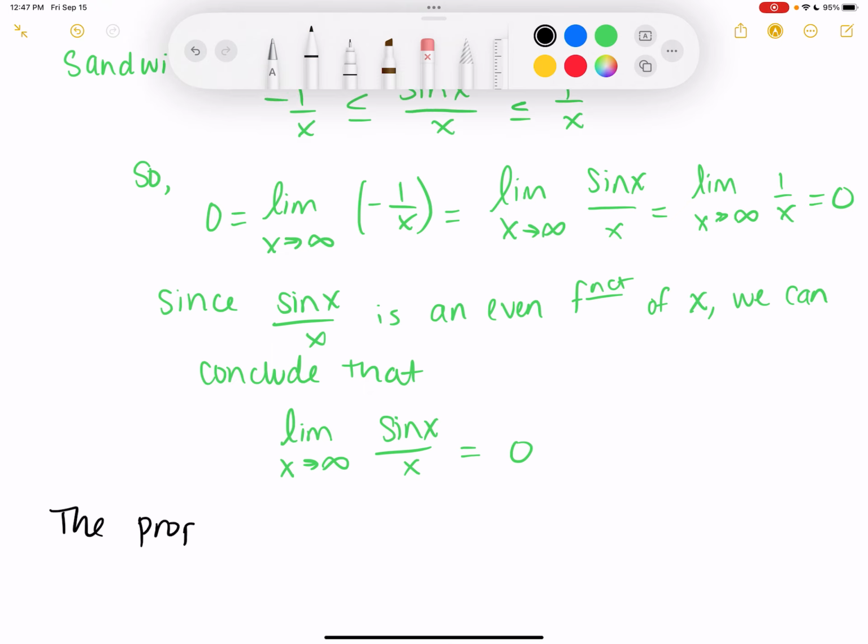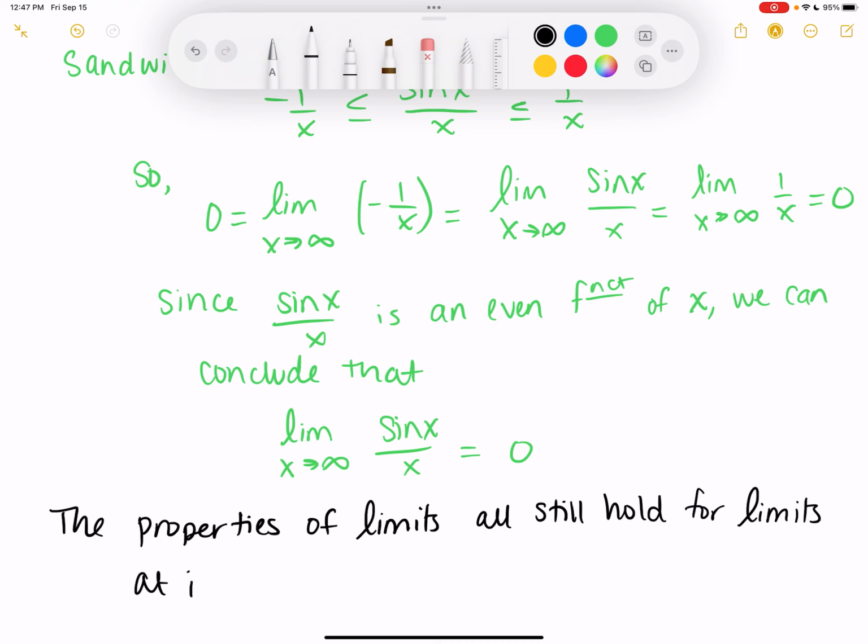The properties of limits all still hold for limits at infinity. They're written in your book again, specifically for the limit at plus or minus infinity, but it's the exact same ones we wrote down the other day, so I don't really feel like we need to write them down again. If you want to reference them specifically, it's on page 71, but they're literally all the same.